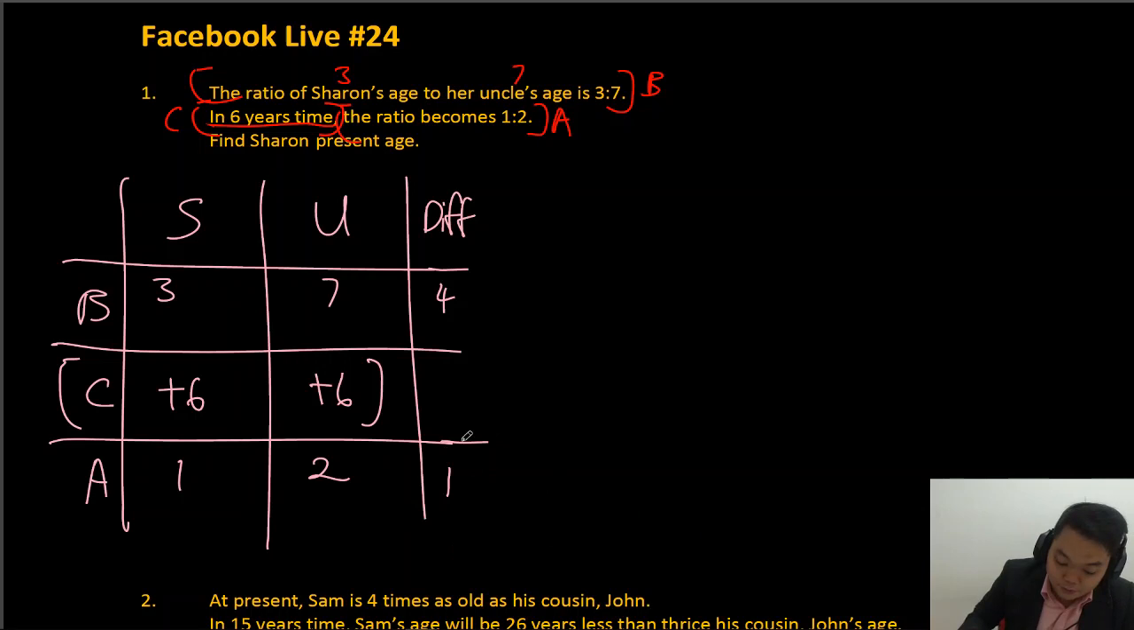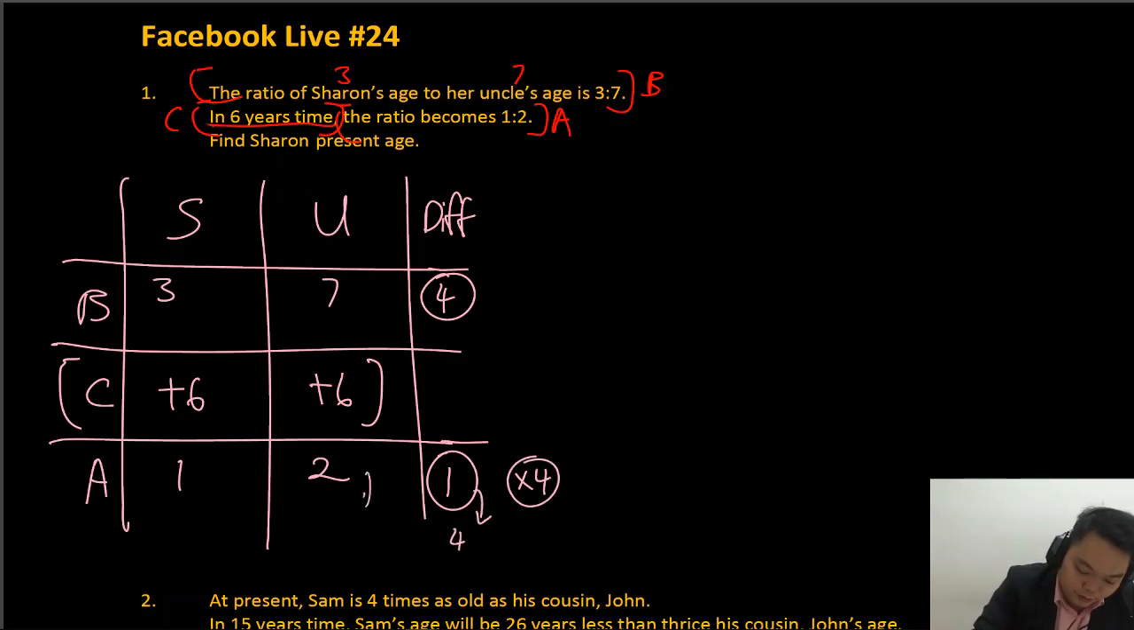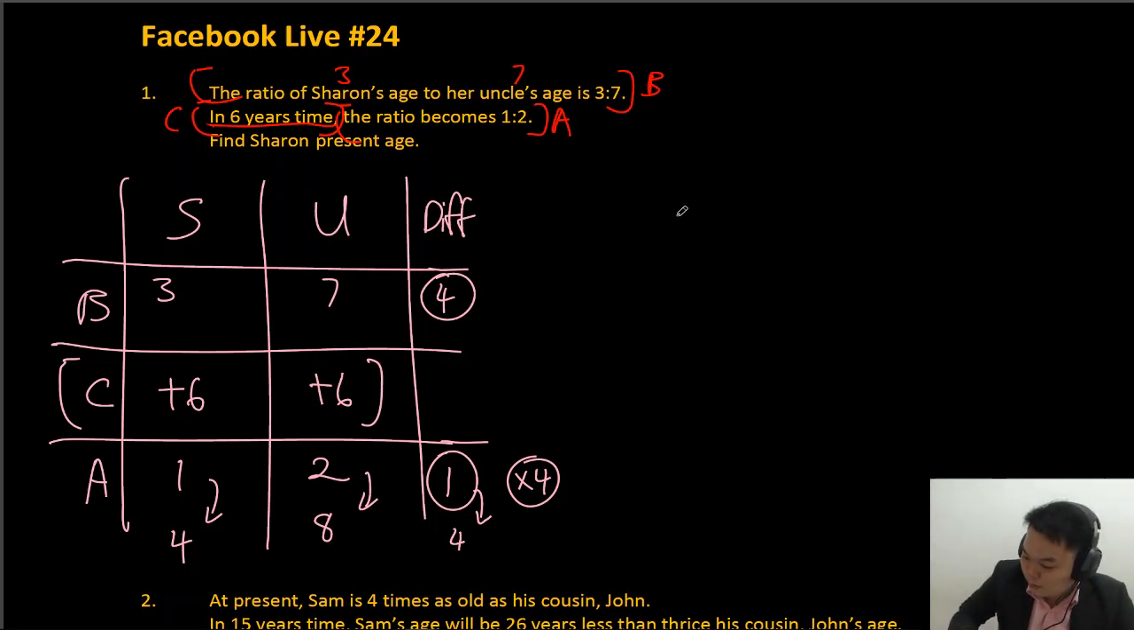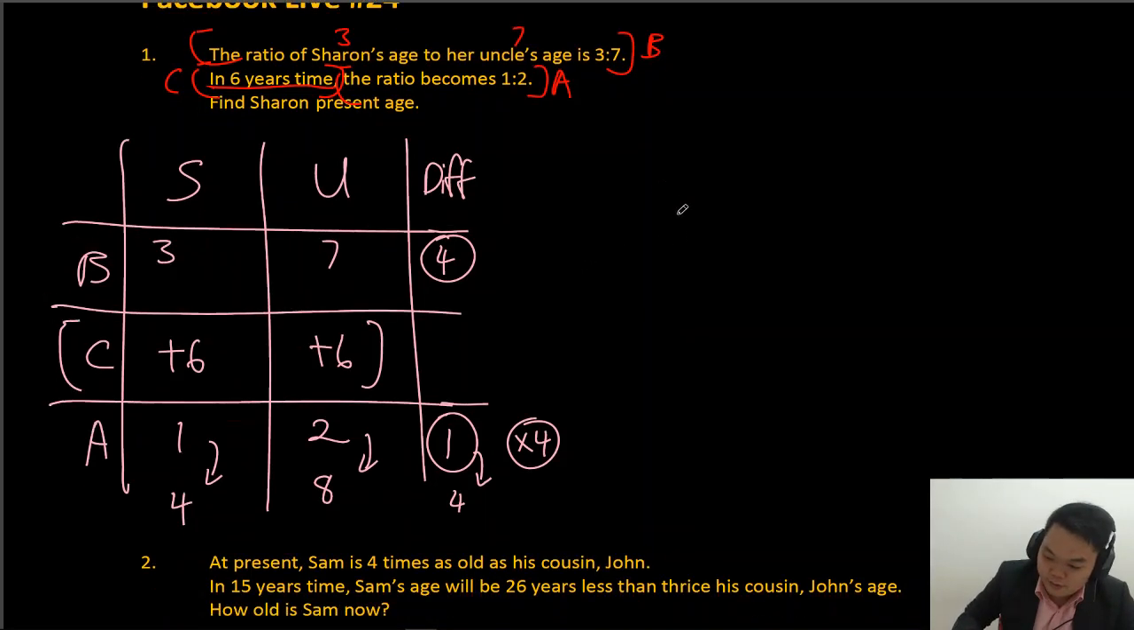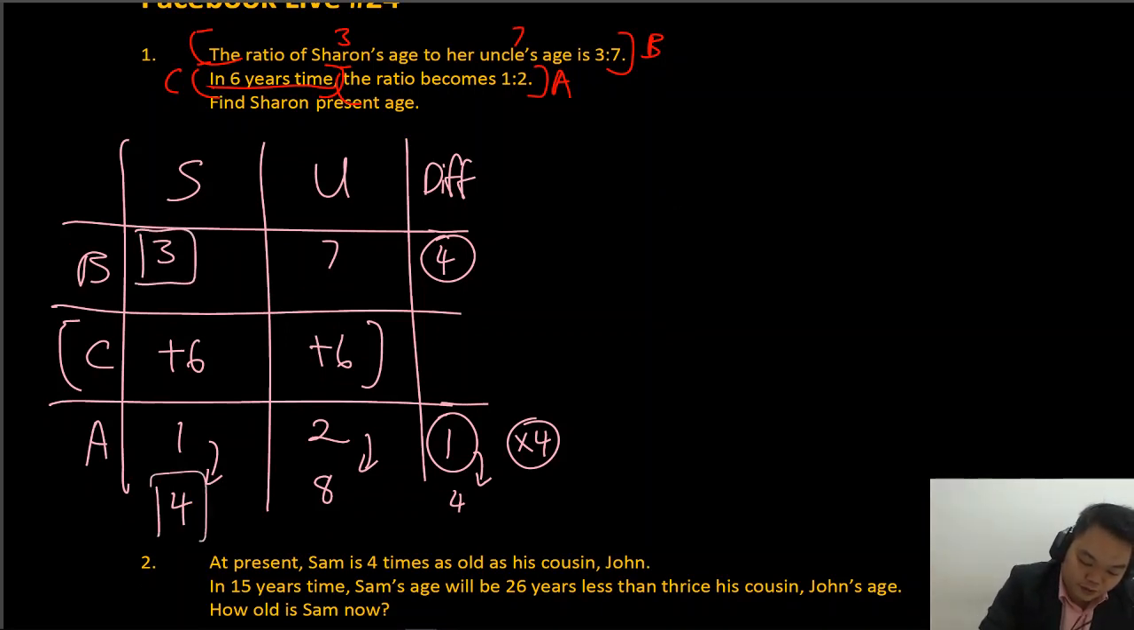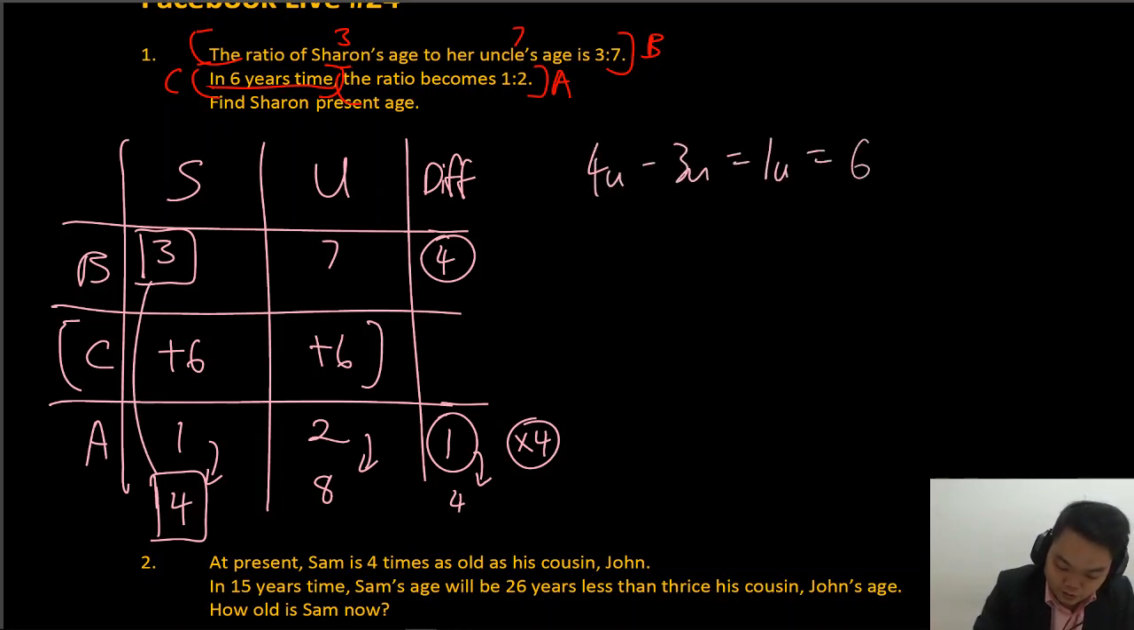So what's this all about? We say that these 4 small blocks has the same length as this 1 big block over here. So we want to make them the same. Multiply that by 4, we get 4, 8, and 4. Then, we want to compare from 3 units to 4 units. What was the change? Remember, the change in units is going to be 1 unit, which is 6.